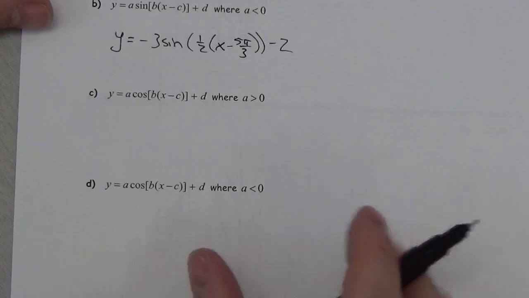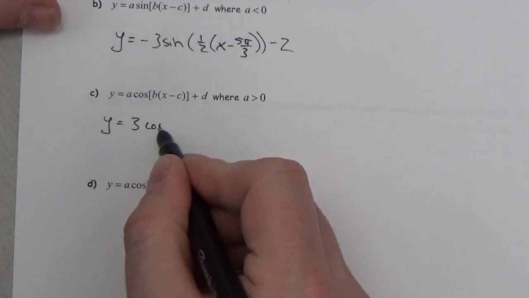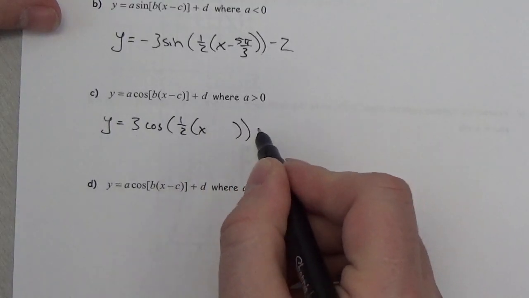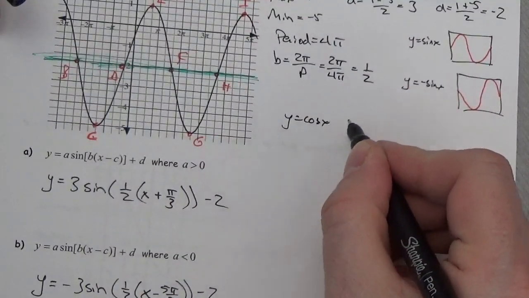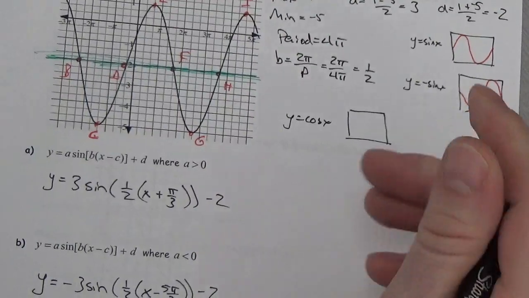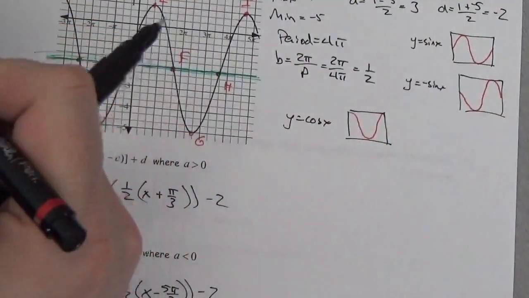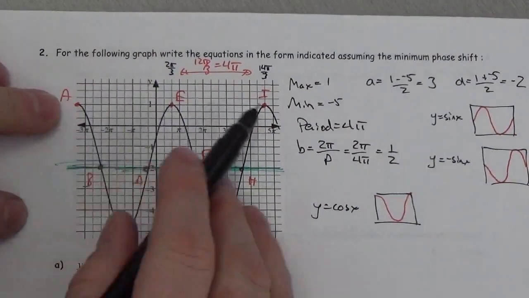Now we're going to look at cosine. The A value is the same, the B value is the same, and the D value is the same. I don't know what the phase shift is supposed to be yet. Now, if I know I'm looking for a cosine here, remember how cosine looks. It starts at the top, drops down, and goes back up. So I'm looking for points that are at the peak. So that's A, E, and I.